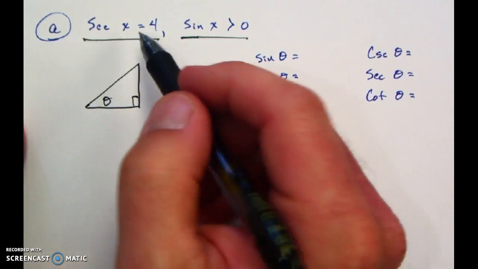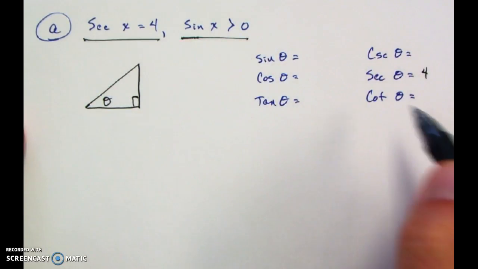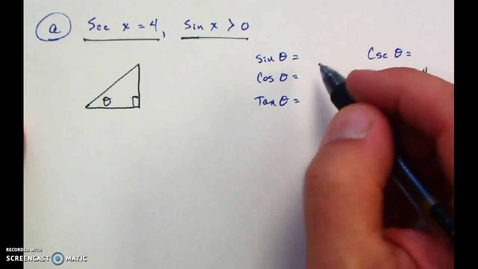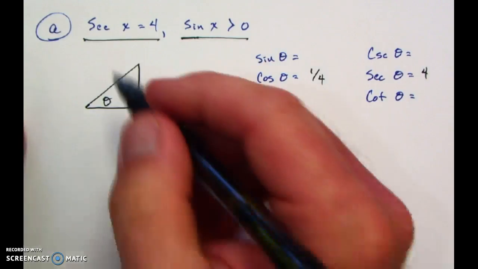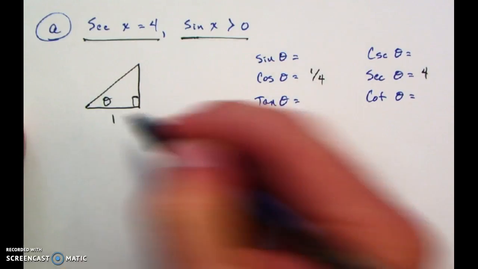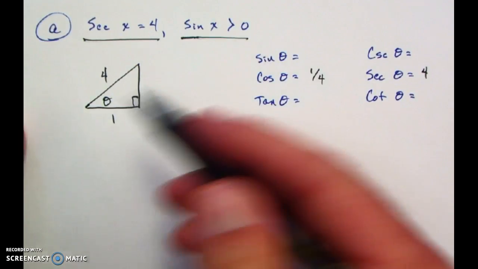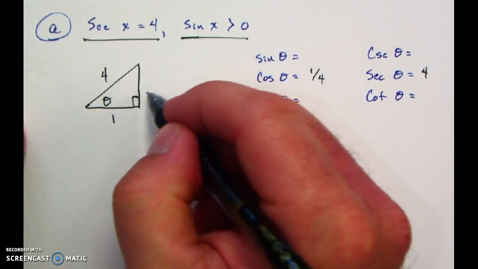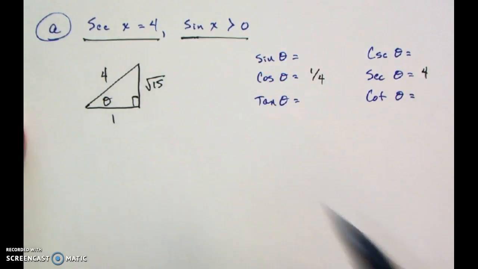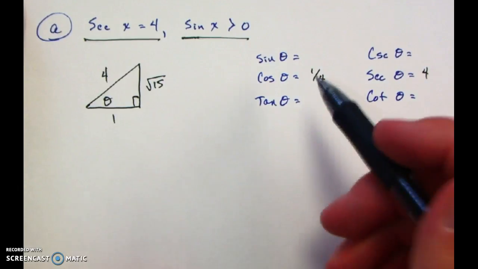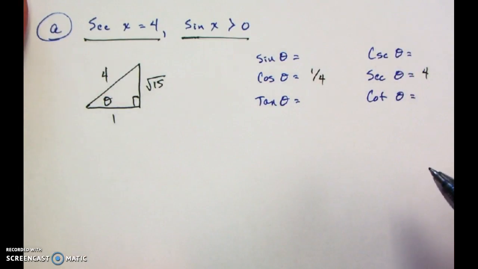That means that if I know my secant is equal to 4, then that also tells me that my cosine would be equal to the reciprocal, which is 1 over 4. So then 1 over 4 gives me an adjacent side of 1, and our hypotenuse is 4. I can then use the Pythagorean theorem to find my third side, which would be the square root of 15. We'll just leave that as a radical, because if we're looking for exact values, square root of 15 is an irrational number. That would be our exact value.